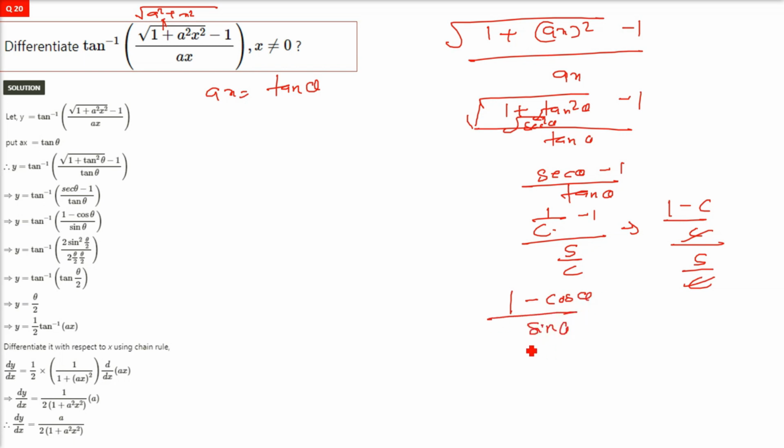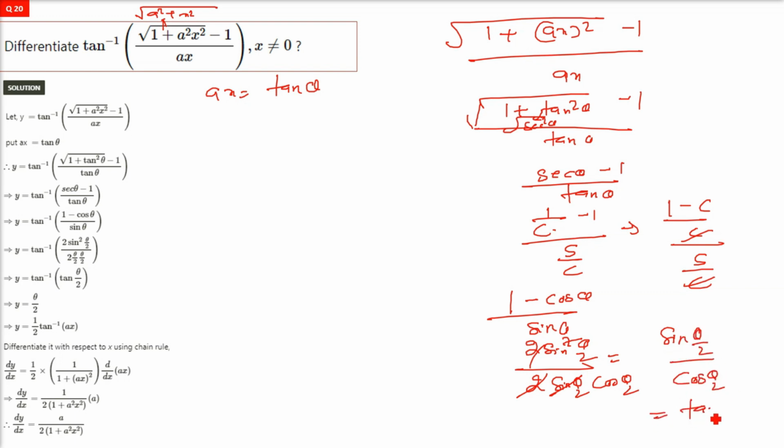Again we can simplify it. 1 minus cos theta we have just seen, it is 2 sin square theta by 2. Sin theta is 2 sin theta by 2 cos theta by 2. You can cancel this 2 and 1 of the sin. So sin theta by 2 by cos theta by 2 is tan theta by 2. So finally we got tan theta by 2 that we wanted, because outside it is tan inverse. So tan inverse of tan theta by 2.